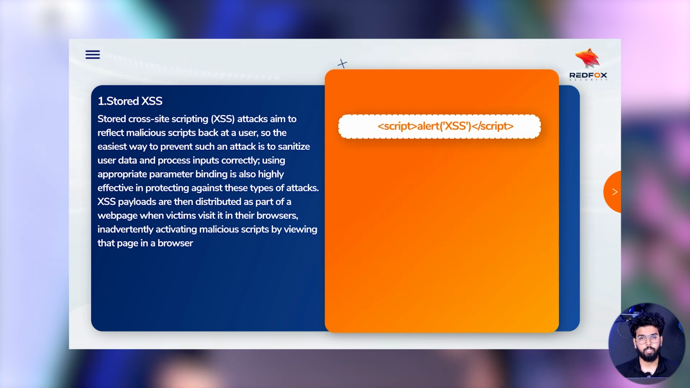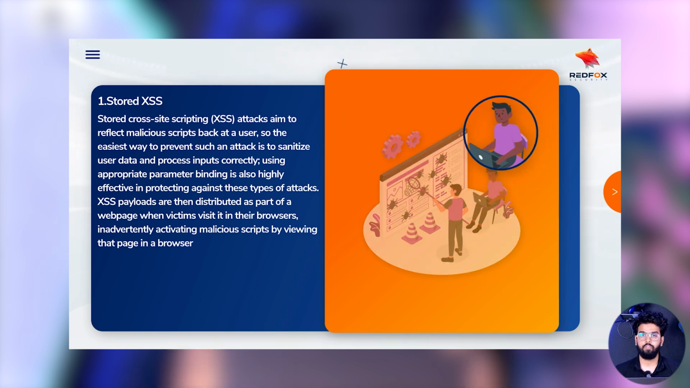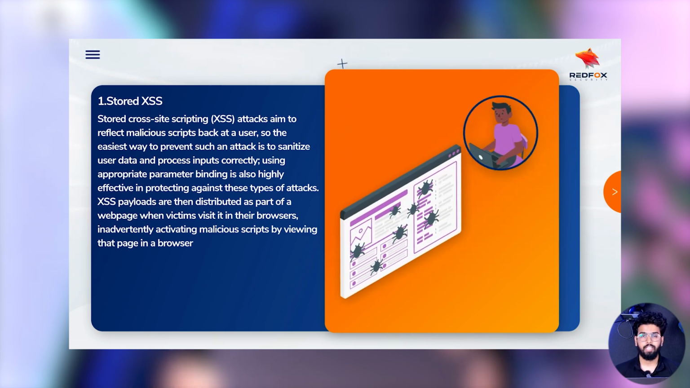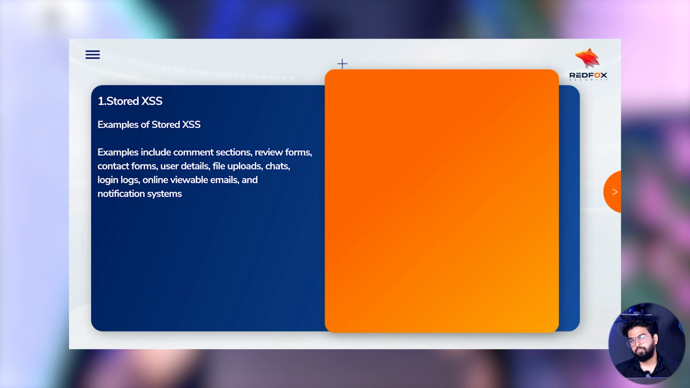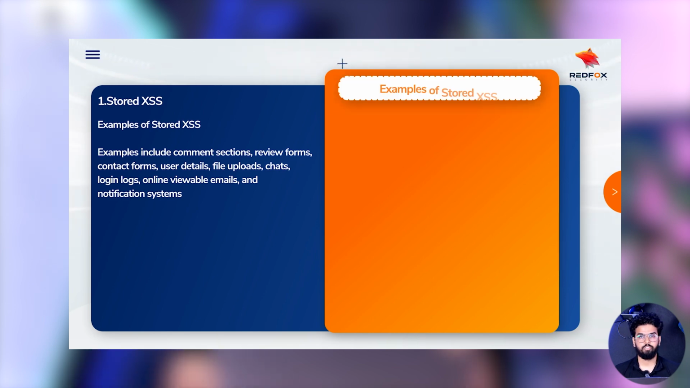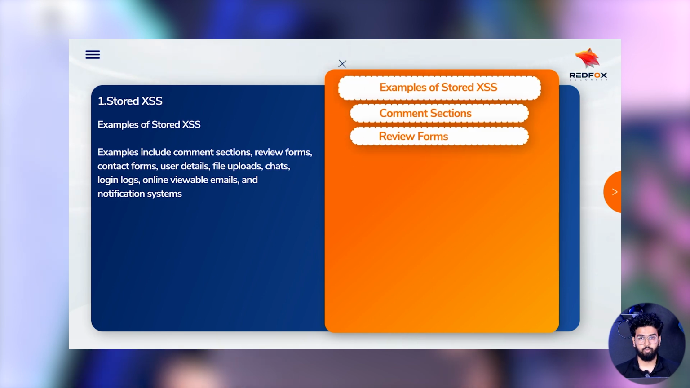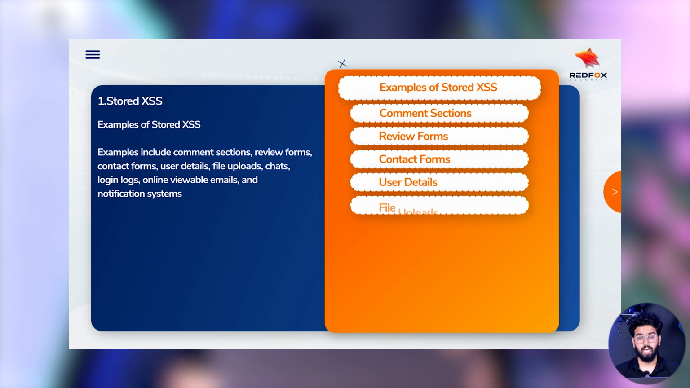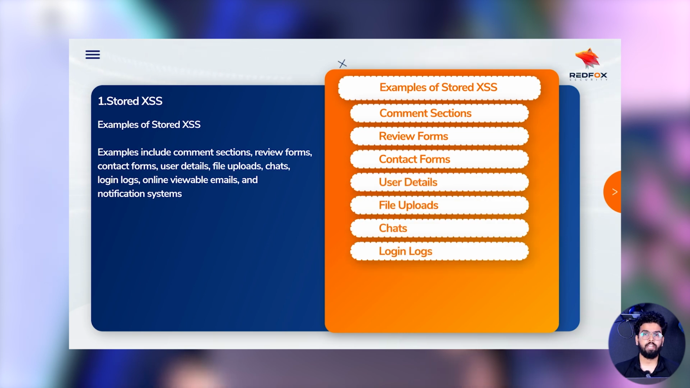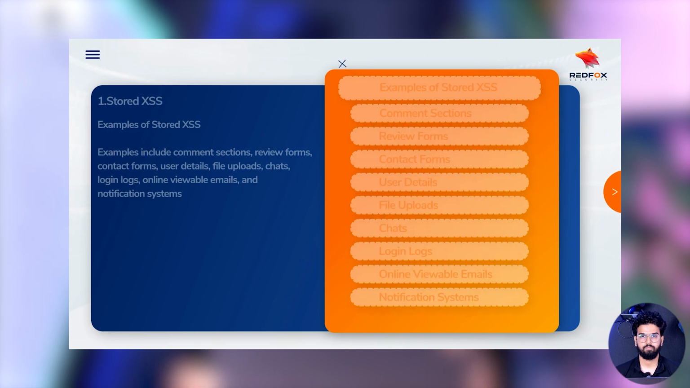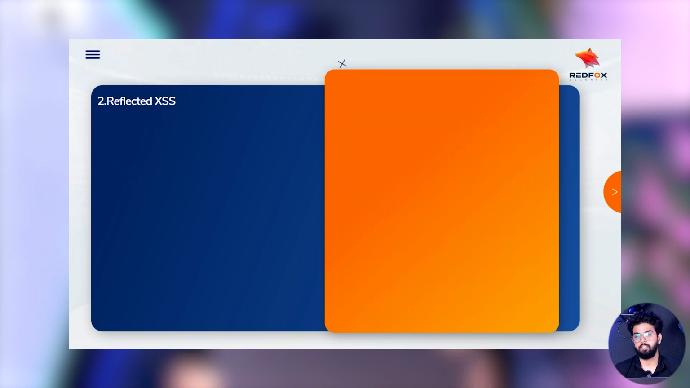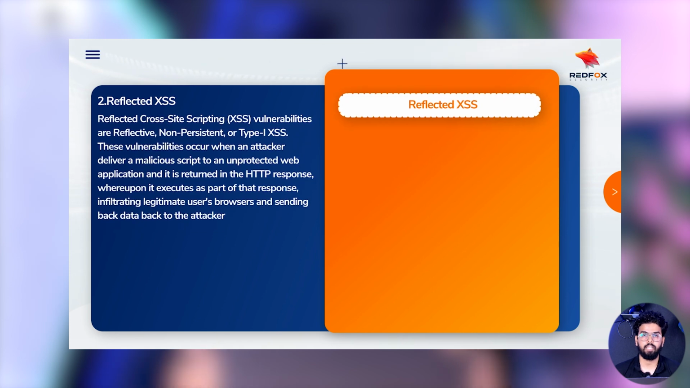XSS payloads are then distributed as a part of the web page when a victim visits it in their browser, inadvertently activating malicious scripts by viewing that page in a browser. Examples of stored XSS include comment sections, review forms, contact forms, user details, file uploads, chats, login logs, online viewable emails, and notification systems.